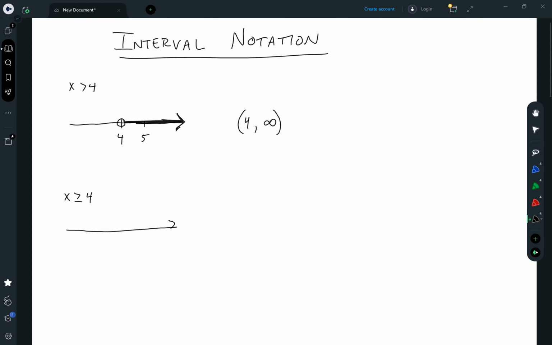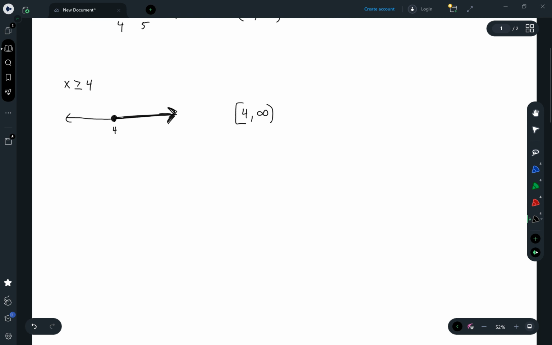On a number line, we express the fact that this is greater than or equal to 4 by filling in the circle, and the arrow is still pointing in the same direction. So our two boundaries are the same. It's still 4 and infinity. Infinity, no matter what, will always have parentheses around it. In this case, since the 4 is included, we'll put a square bracket around it. Infinity will always get the parentheses. Numbers included in the set when it's greater than or equal to will always get brackets, and the two symbols on either side of the interval do not have to match.